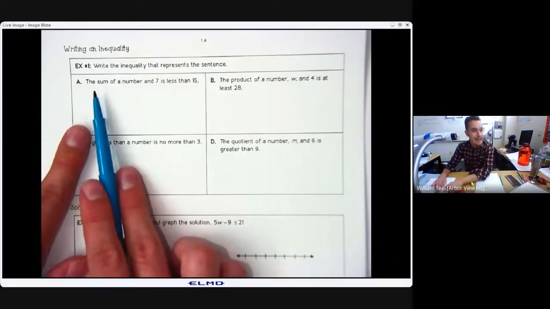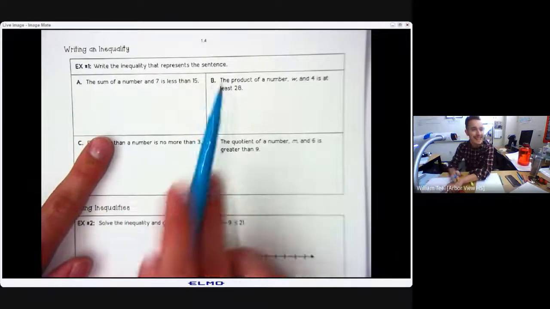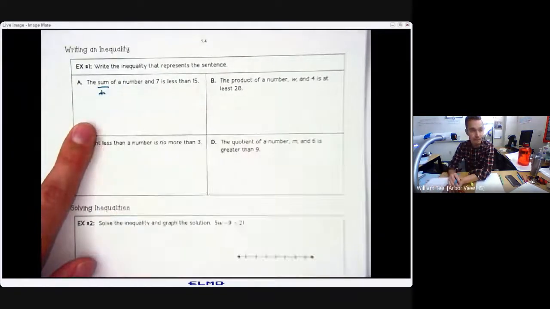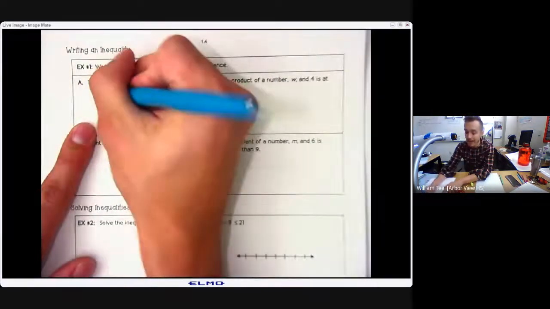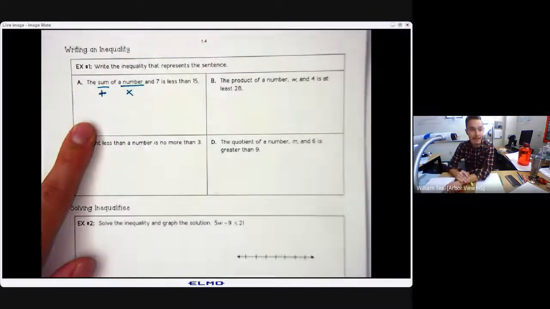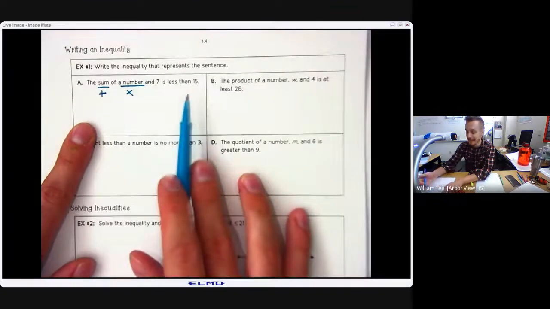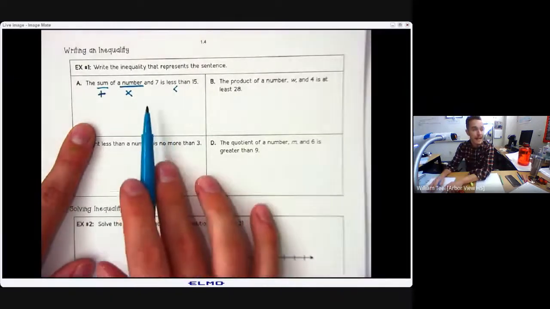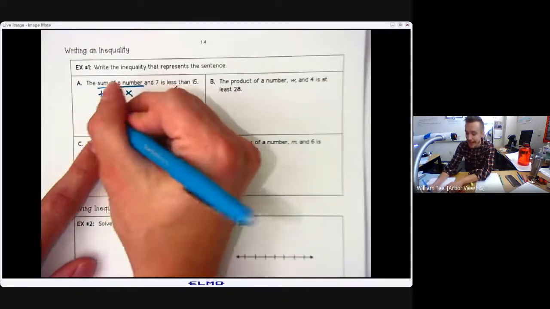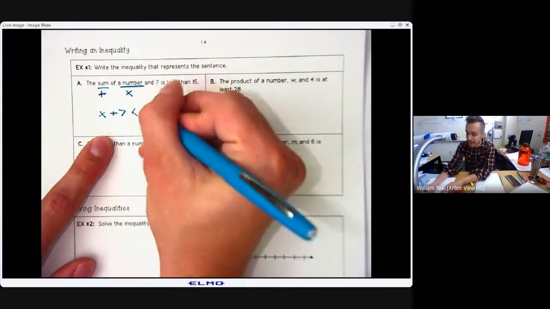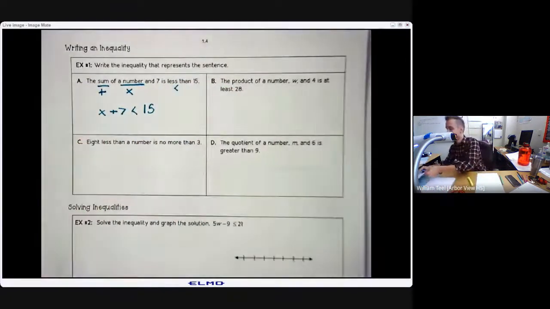So for part A, the sum of a number and 7 is less than 15. The sum implies that you're doing addition, right? A number implies that you're going to have a variable, so I'm going to call that variable x, okay? And 7 is less than 15. Less than, of course, we're going to have that symbol. All right, so the sum of a number and 7. So I'm going to say some number x plus 7, the sum of those two, is less than 15. So that is what we're looking at here.